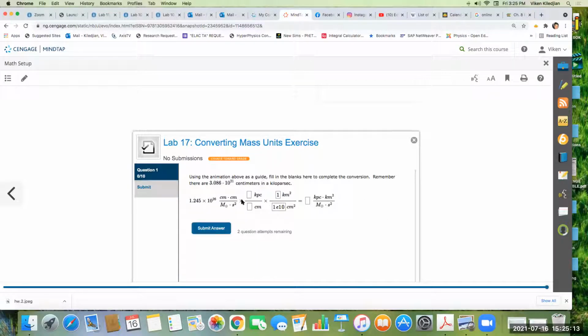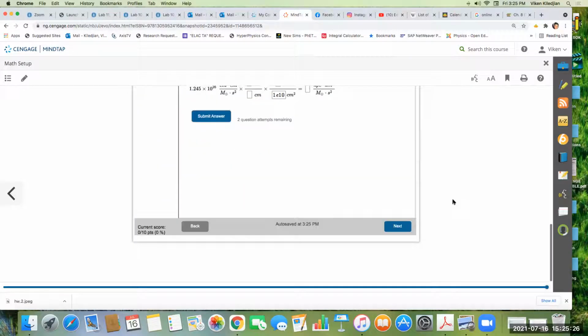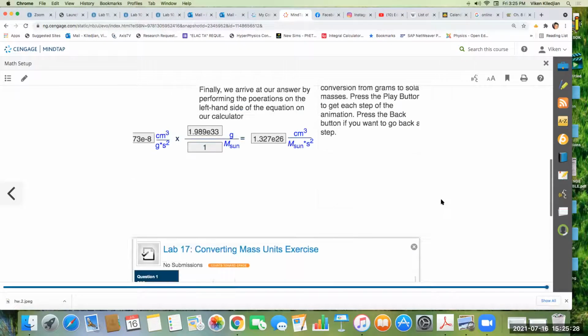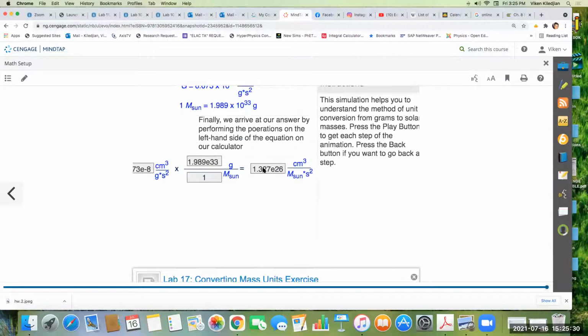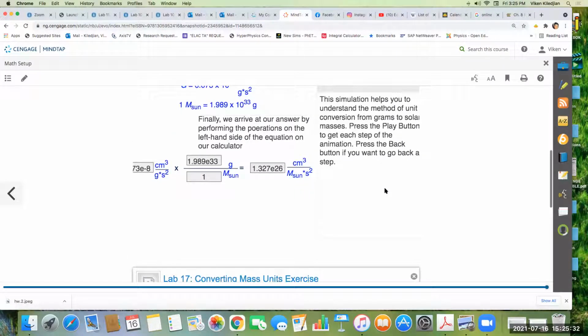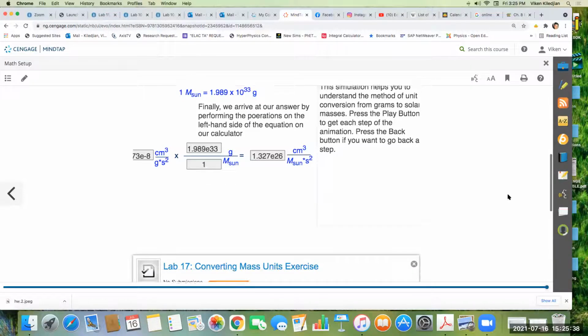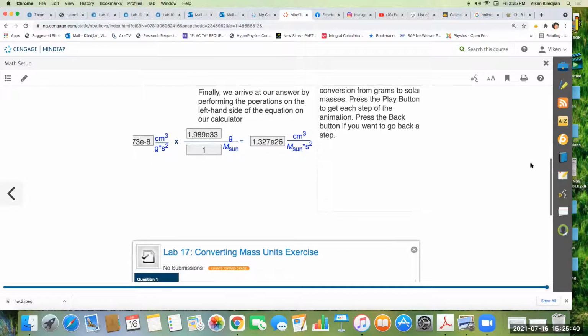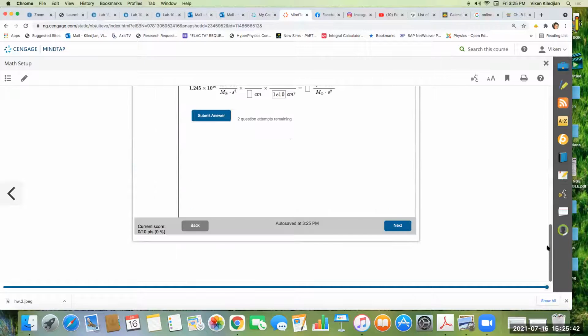Then again, take a picture of that and your answer, and then show your work. Write it all out nicely and neatly, how you're converting from this to this answer. That way you're practicing how they do the conversion, how they get from here to the previous units, the kiloparsec times kilometer squared. And I think that's it for this section.